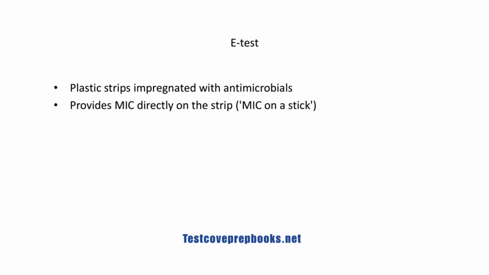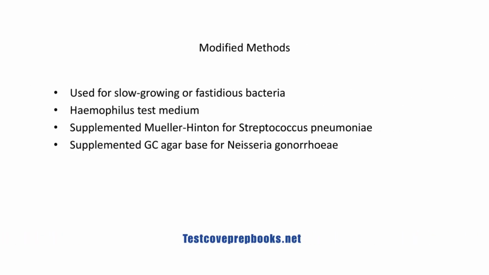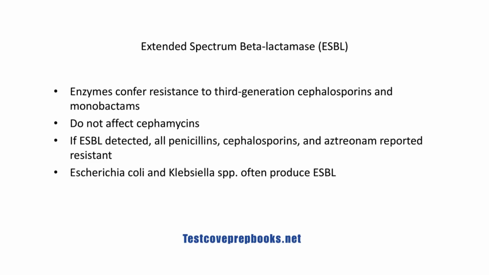The E-test uses plastic strips impregnated with antimicrobials, providing an MIC directly on the strip, often referred to as MIC on a stick. Modified methods are used for slow-growing or fastidious bacteria. Examples include Haemophilus test medium, supplemented Mueller-Hinton for Streptococcus pneumoniae, and supplemented GC agar base for Neisseria gonorrhoeae.